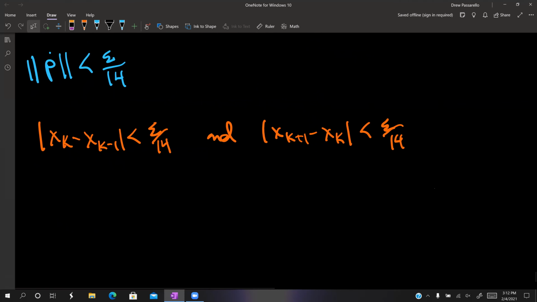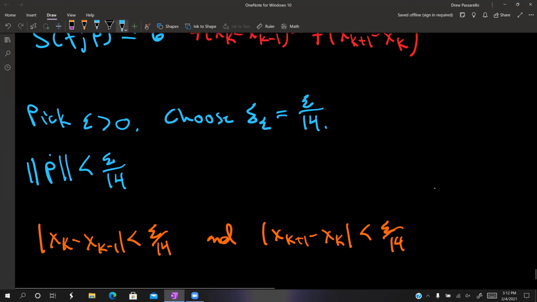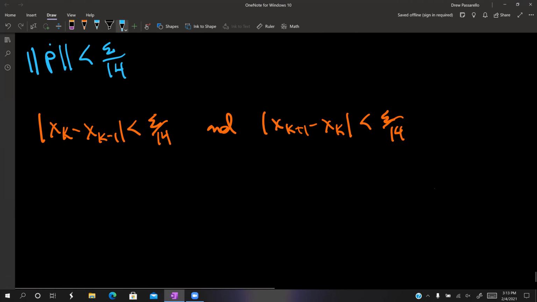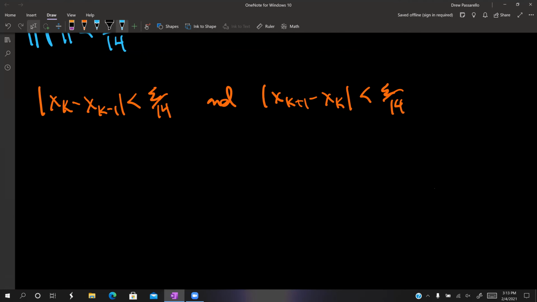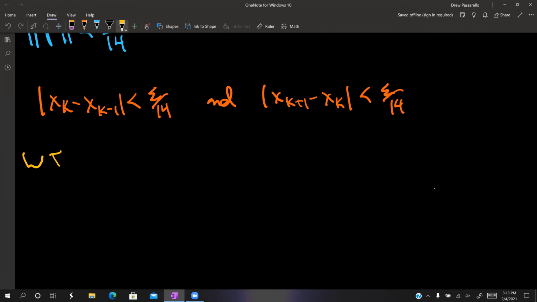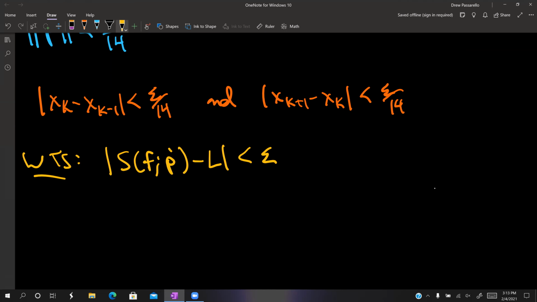All right, and I'm going to say that my integral L is 6. So L is 6. And what are we trying to show, right? So we need to show that the absolute value of the Riemann sum minus L is less than epsilon.